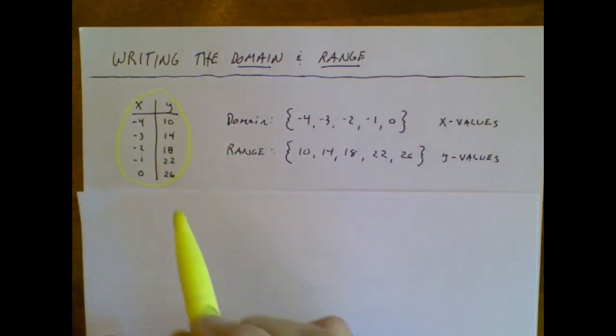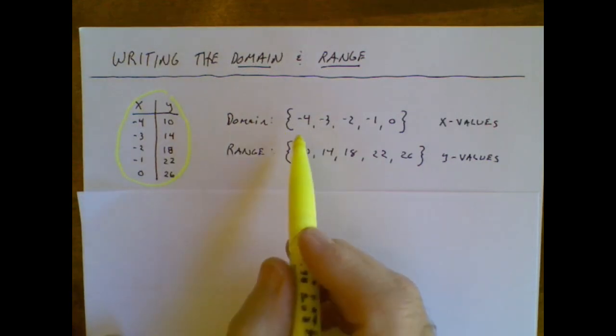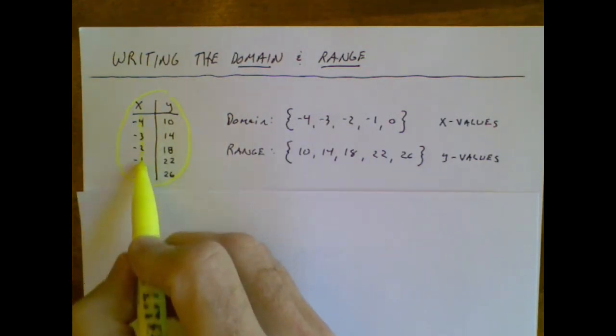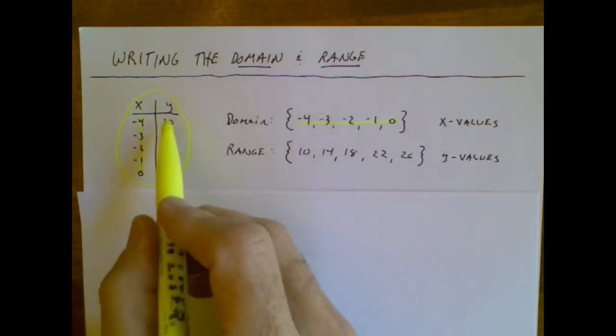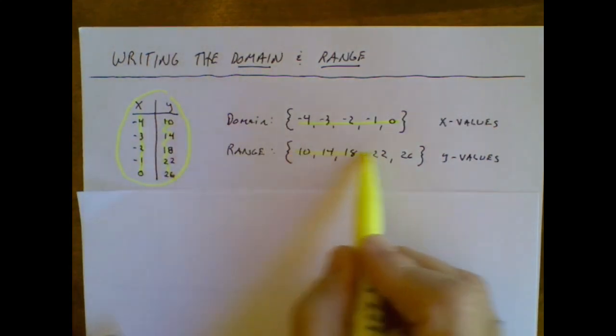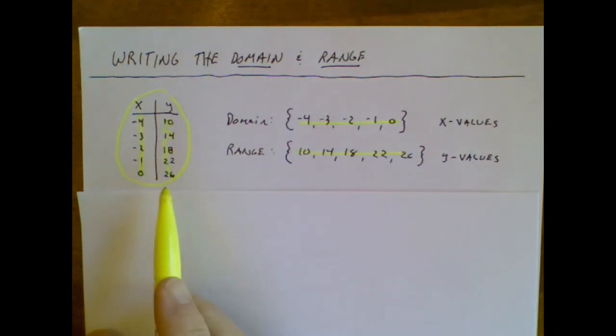So in a case like this table, if you were asked to write the domain, you would just list out all the values in the X or the input column. And if you were asked to write the range, you would write all the values in the Y or the output column. And writing that domain and range is pretty darn easy.